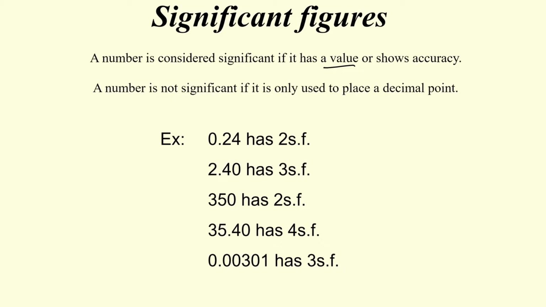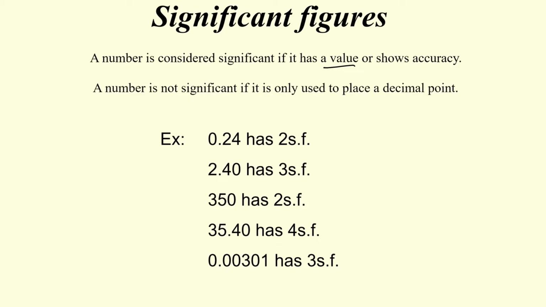If it shows accuracy, that's a little bit trickier. Basically, that's just telling you if the number has been measured to a certain number of decimal places. We'll look at how that works in the examples below, because that's a wee bit more flexible in terms of its application. So you need to know the different applications of that rule.